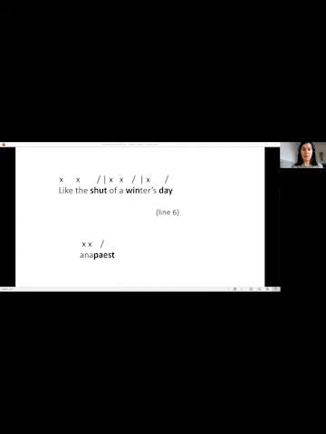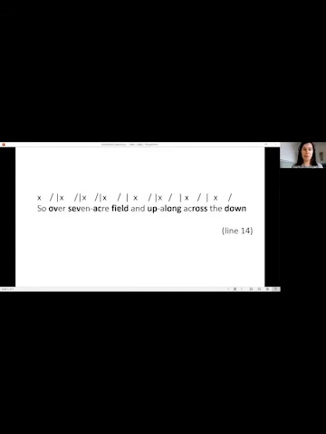Another example of variation can be found in the second stanza of the poem. Look at line 14: "So over seven-acre field and up along across the down." This is the longest line in the poem. If we scan it, we see there's 8 iambs in it. That's double the amount for the majority of the poem in iambic tetrameter. We call this iambic octameter.